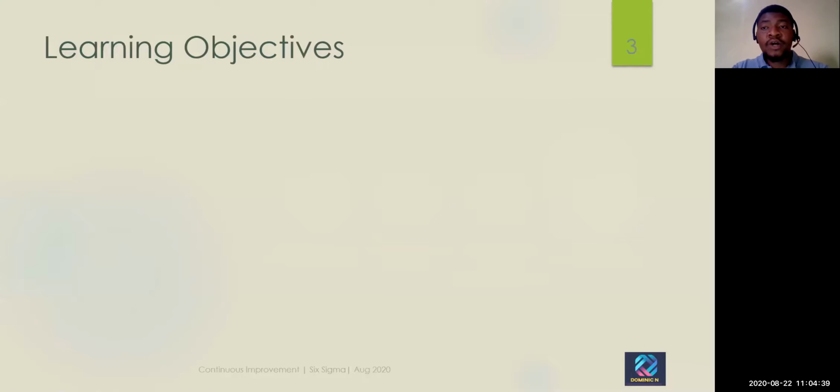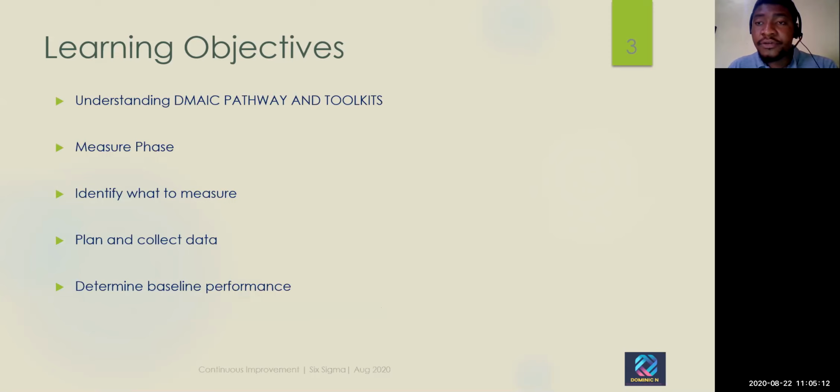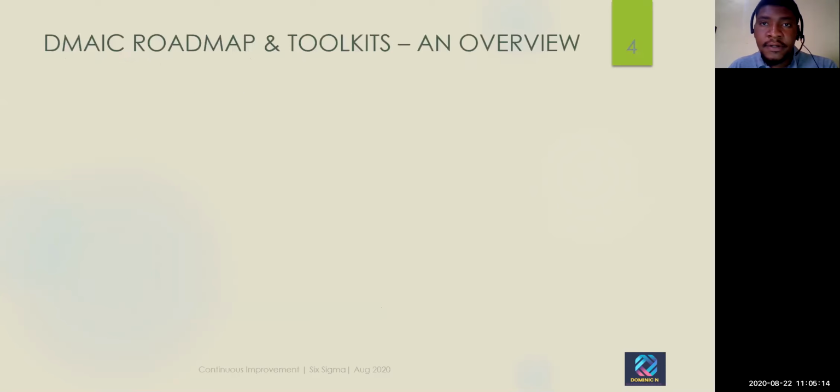Today, what are we learning? We're continuing in Six Sigma. We started last time with the define phase. We did an introduction where we had Chinedu Woke, the continuous improvement manager at Food Tree House in Canada, speak to us. So we understood the pathways for DMAIC. Today, we'll be looking at measure phase to understand how to identify what you want to measure, how you plan to collect data. We'll also look at how you determine the baseline performance.